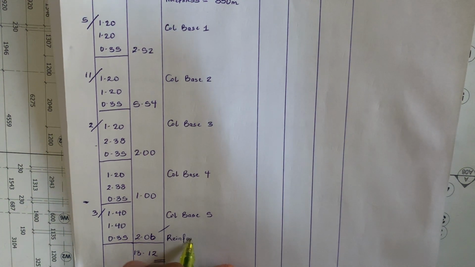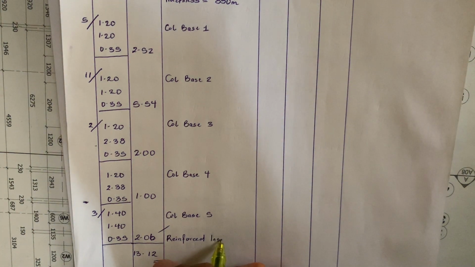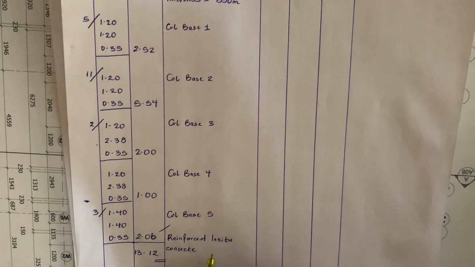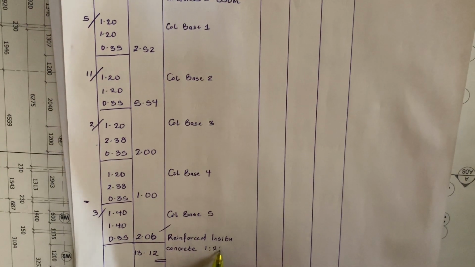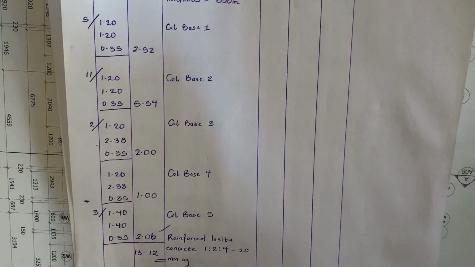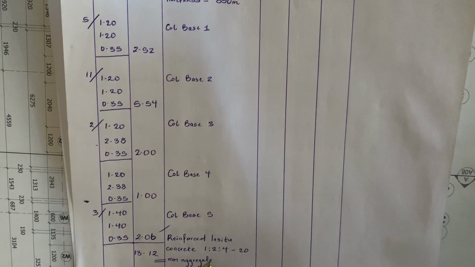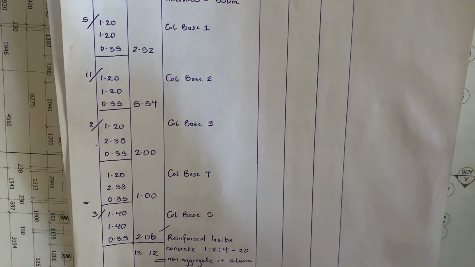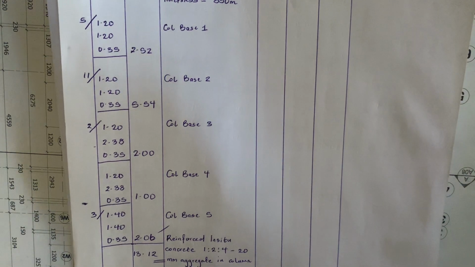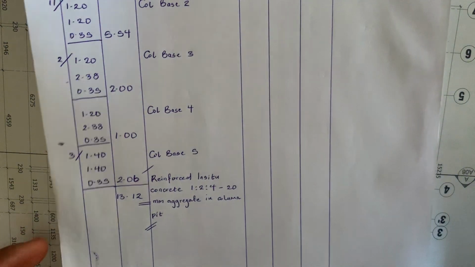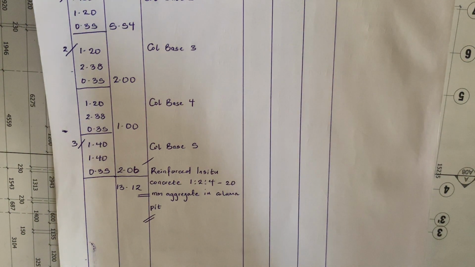Reinforced in-situ concrete, let's say 1:2:4, 20 mm aggregate in what? Column pits, and then we'll now what? Close. So doing this, we've measured for our concrete in the column pits.